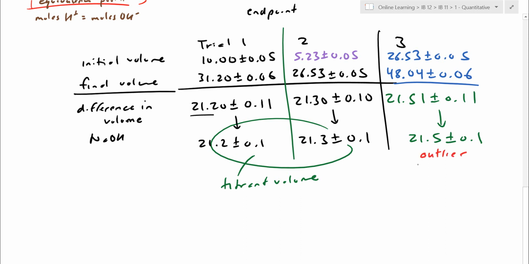If you're noticing one is far off from the other, you can say this one is an outlier. Maybe I overshot the endpoint. Maybe I went too far. Maybe I added way too much base as compared to the other one. I can totally ignore that one. Take the 2 close trials here and make an average.